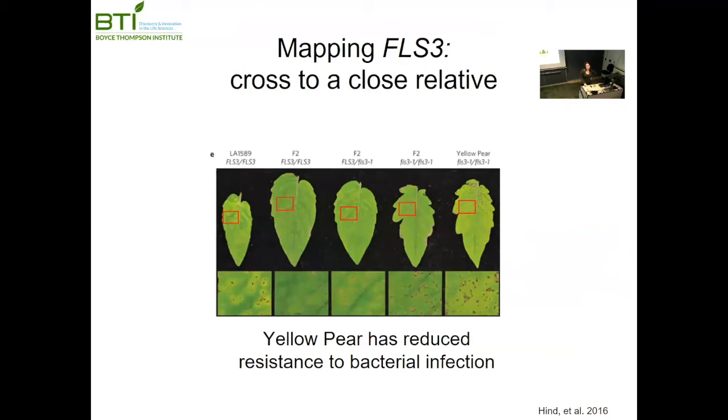And so the phenotype is that yellow pear actually has reduced resistance to bacterial infection, which you can see here on the leaf on the right. You can see much more symptoms of speck than on the leaves on the left. So this was great because we had the sequence, so we can go ahead and try to find some candidate genes for this phenotype.